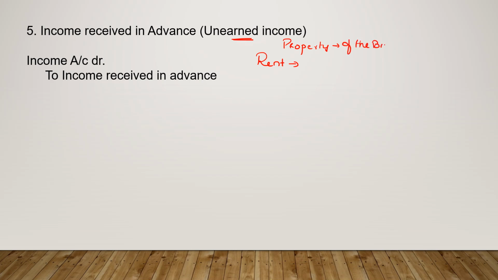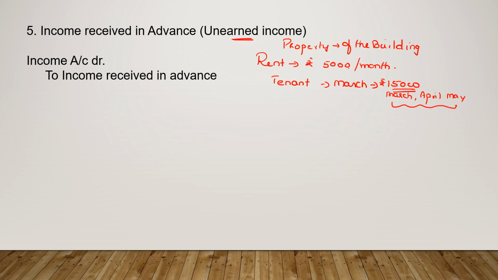It has a small room which it is not using. So what it did, it has rented it out to somebody else, and it is receiving 5,000 per month for that particular room as rent. Suppose the tenant, in the month of March, pays 15,000 rupees related to March, April and May months together. He has paid for 3 months at the rate of 5,000 per month.